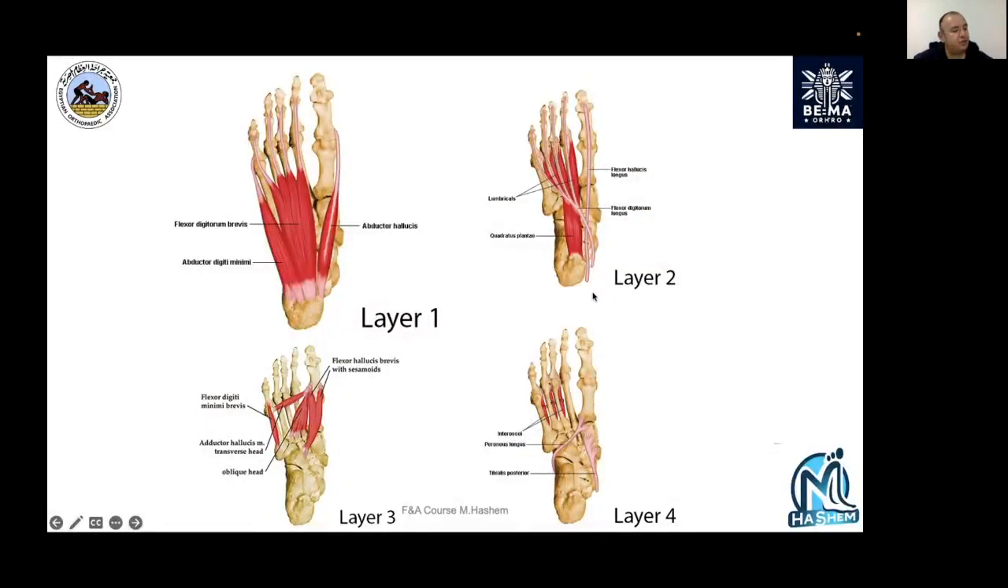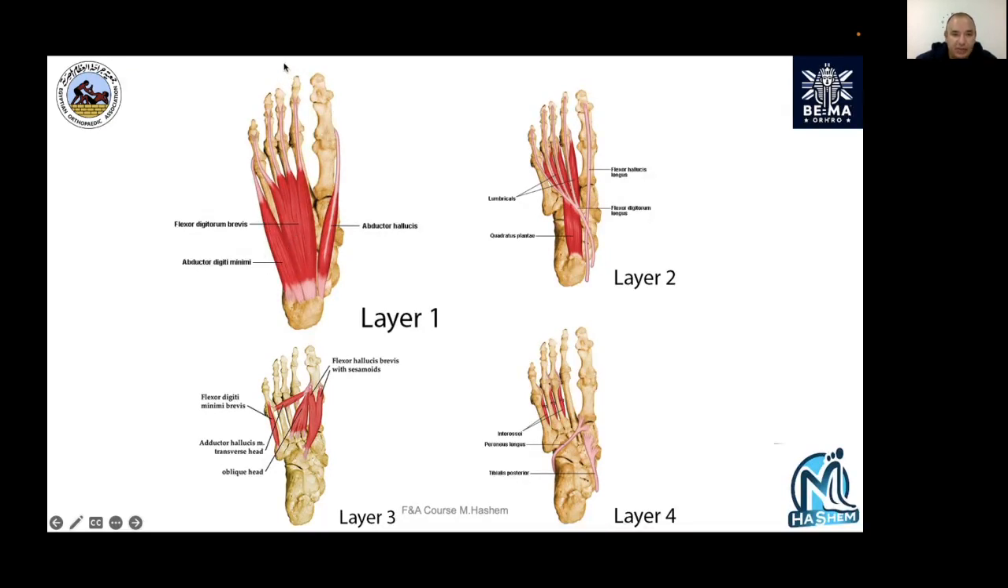You have 4 layers in your foot. Every layer has certain muscles and tendons. To remember them easily, remember that 2 and 4 have the long tendons, and 1 and 3 have the short muscles. So layer number 1 has abductor hallucis, abductor digiti minimi, and flexor digitorum brevis.